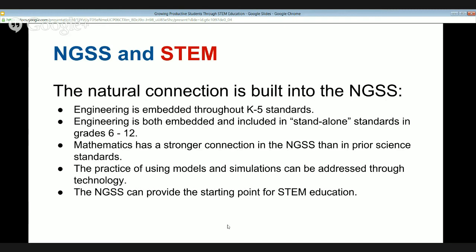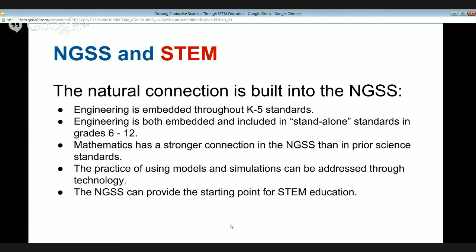Okay, so if I can direct your attention back to the presentation, NGSS and STEM. NGSS really does have a strong natural connection that is built right into the new standards. For example, engineering is embedded throughout K-5. That was kind of an interesting thing, because as the standards were being written, it was bandied back and forth about the best way to combine engineering, because that is a new change. And the decision was made that in the lower grades, embedding it makes it more meaningful to the students and would get it taught in the classrooms.